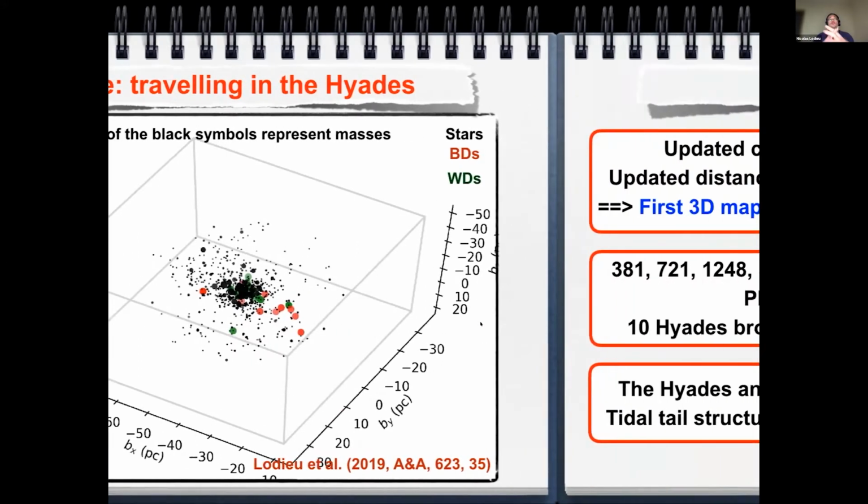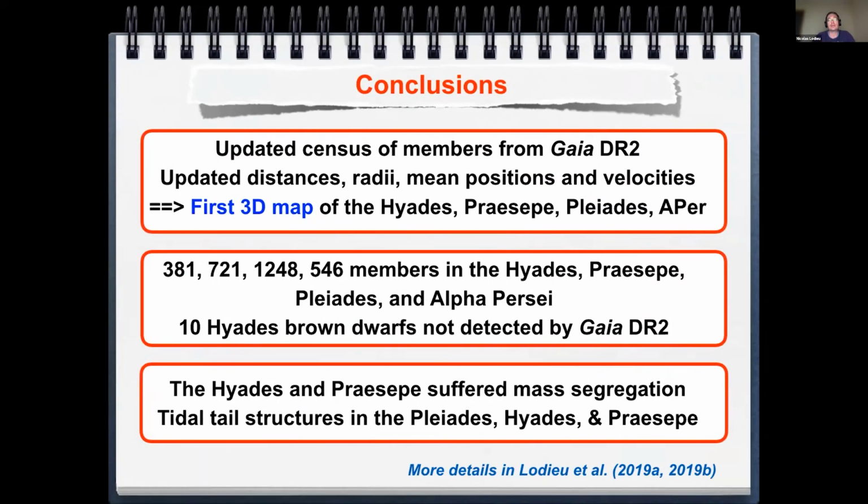So in conclusion to this work that we carried out in 2019, we've got an updated census of members from Gaia DR2, updated distances, radii, mean positions and velocities for 4 well-known clusters. And we constructed the first 3D maps of the IRDs, Praesepe, Pleiades, and Alpha Persei. We have several hundred members in each cluster, in addition to the 10 IRDs brown dwarfs that I mentioned, for which we got distances from the ground.